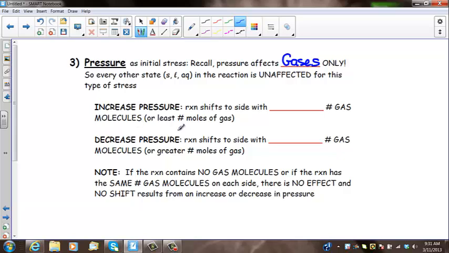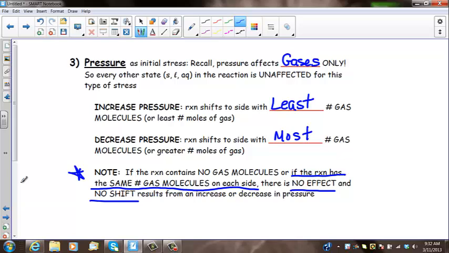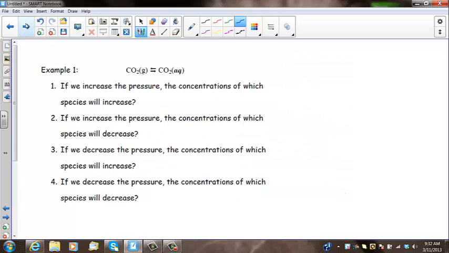If we increase the pressure, the reaction is going to shift to the side with the least number of gas molecules, or least number of moles of gas. If we decrease the pressure, the reaction is going to shift to the side with the most number of gas molecules, or the greater number of moles of gas. This is really important. If the reaction contains no gas molecules, or if the reaction has the same number of gas molecules on each side, then there is no effect and no shift. Let's take a look at a couple of examples so this makes sense to you.